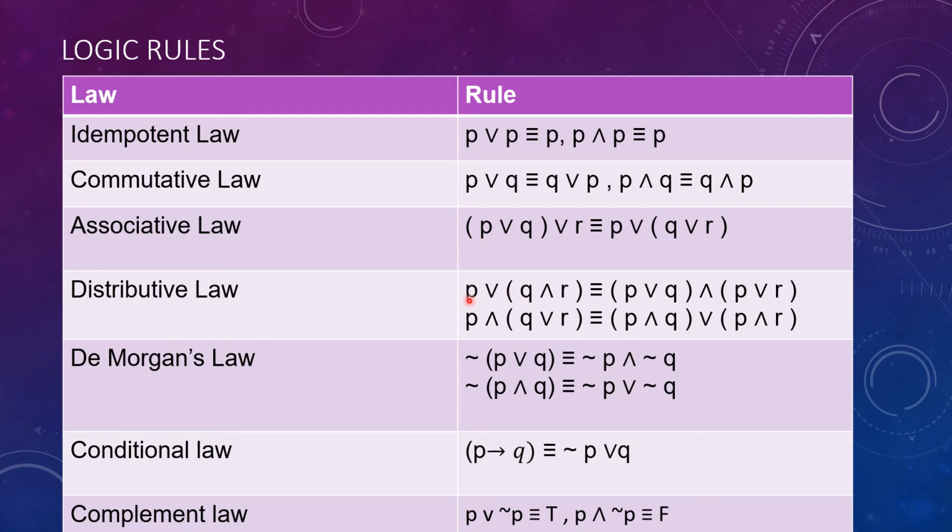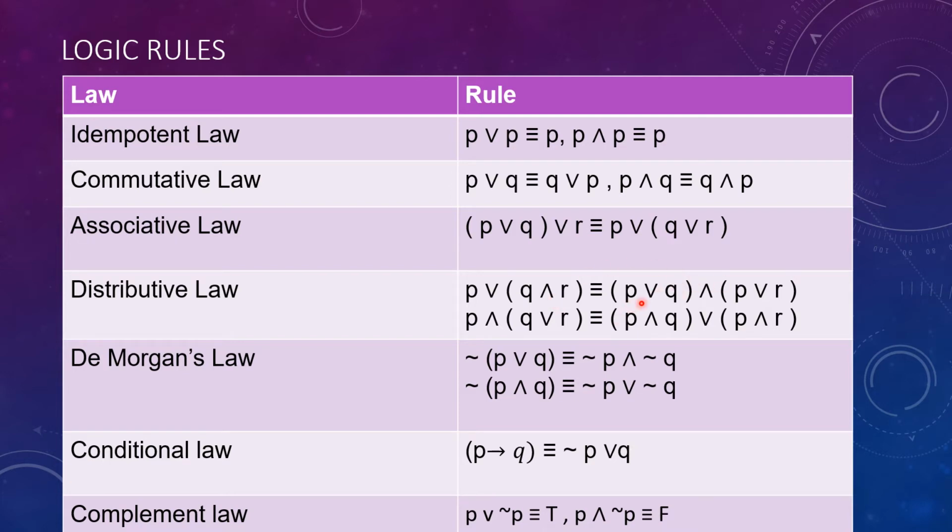So what will I get? P or Q. You can see here P or Q. Then I'll place AND over here. Then P or R. That is P or R. Either this combination will be given or this combination.